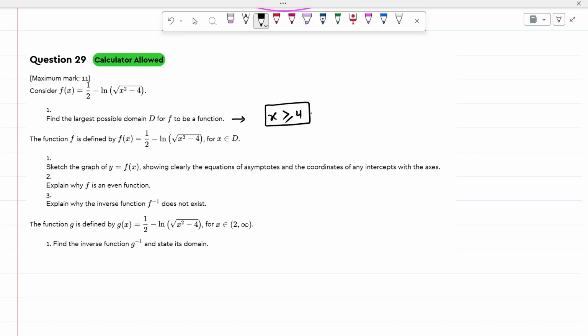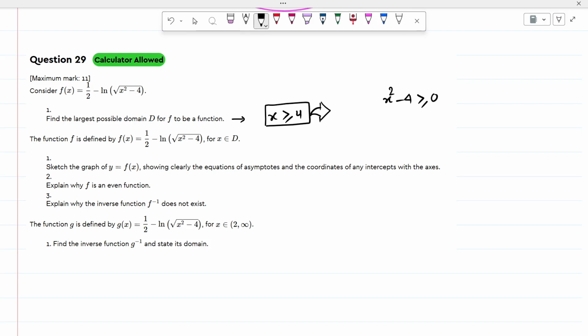How have you calculated this? Can you share your working, your thinking? Because you can't have a negative under the square root. Good. So x squared minus 4 should be greater than or equal to 0. Am I right? Yes.